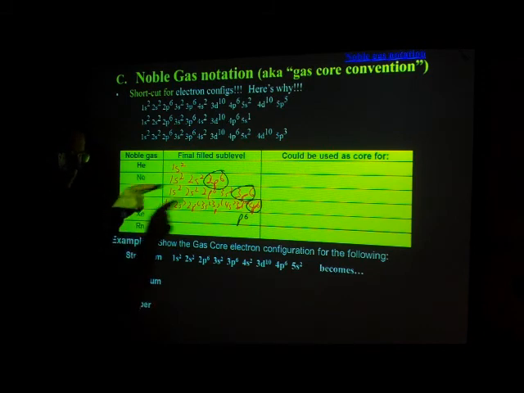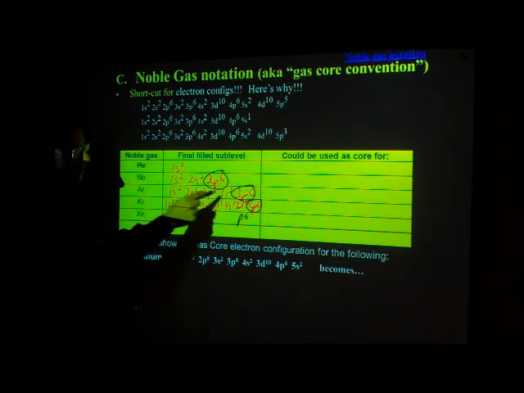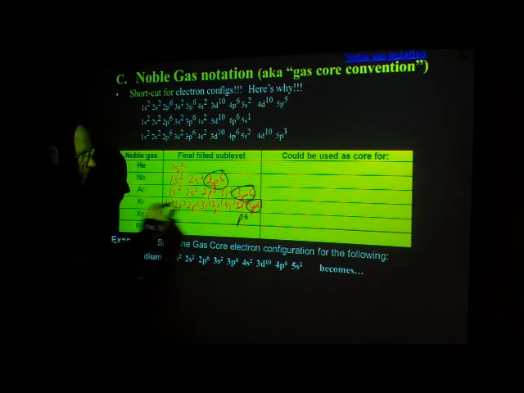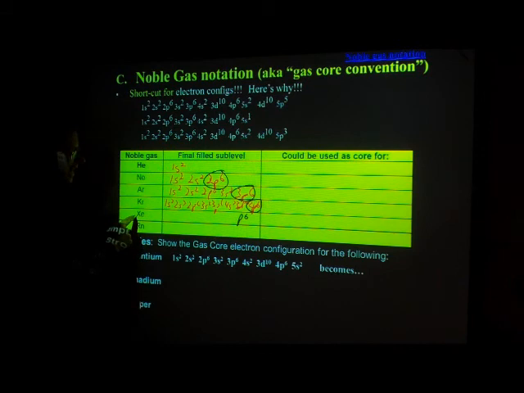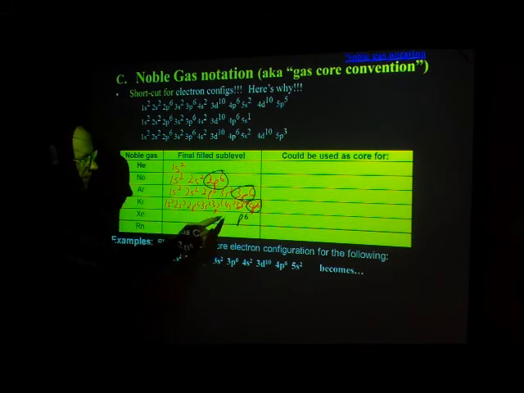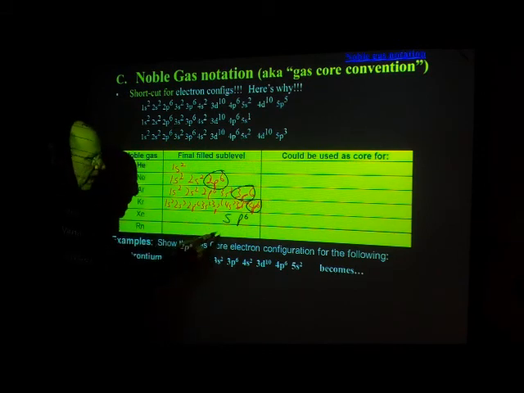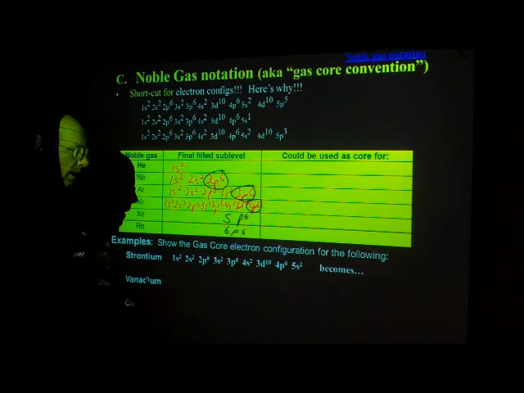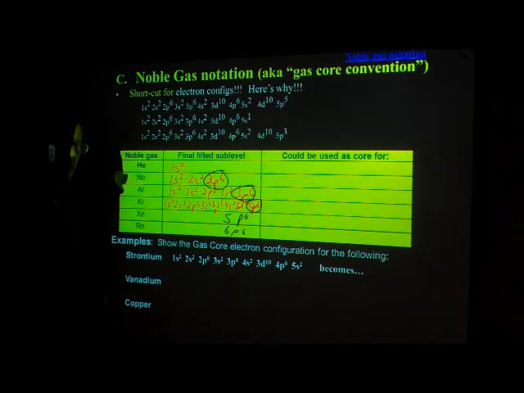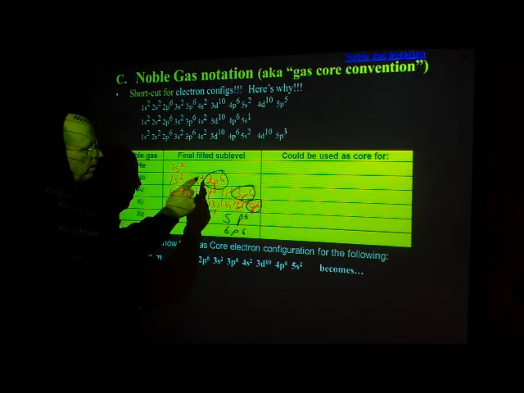Neon is in the second row of the periodic table. It ends in a 2p6. Argon is in the third row. It ends with a 3p6. Krypton is in the fourth row. Take a look at your periodic table. It ends in a 4p6. Xenon is in the fifth row. It ends in a 5p6. And radon, I bet, ends in a 6p6. So let's pretend that you have that memorized right now, because after you work with this for a while, you will. Take your periodic table and write these right in there.